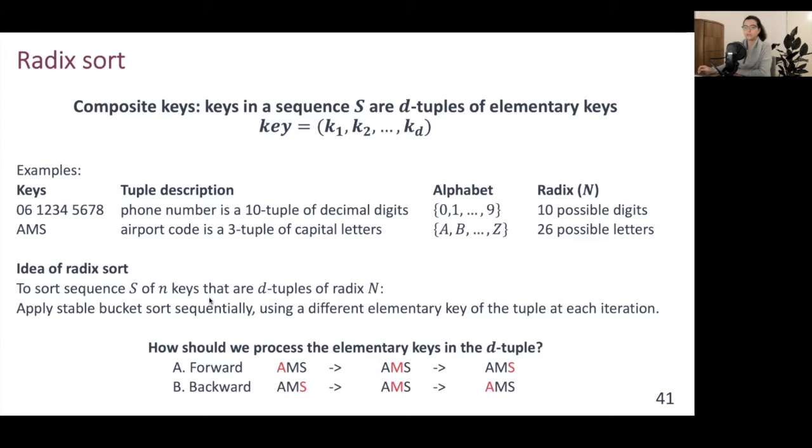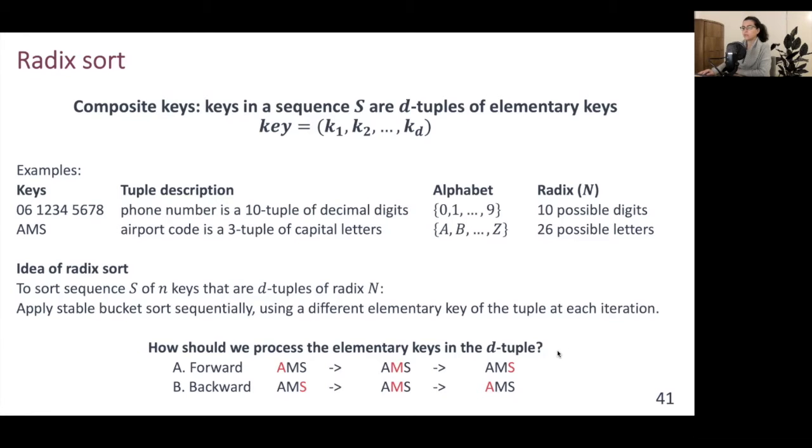Now we are ready to define the idea of radix sorts. To sort a sequence S of n keys that are d-tuples each of radix N, what radix sorts will do is to apply the stable bucket sort algorithm sequentially using a different elementary key of the tuple at each iteration.